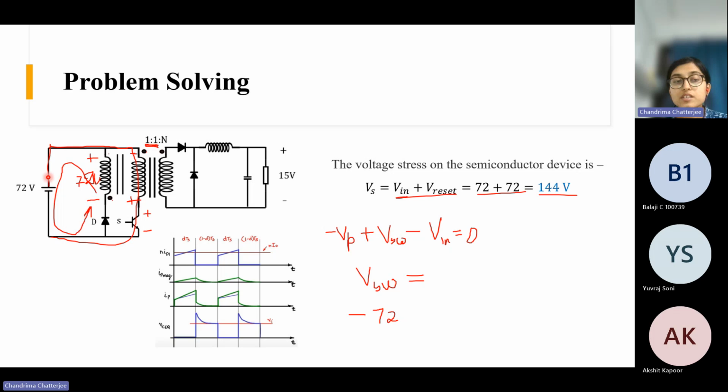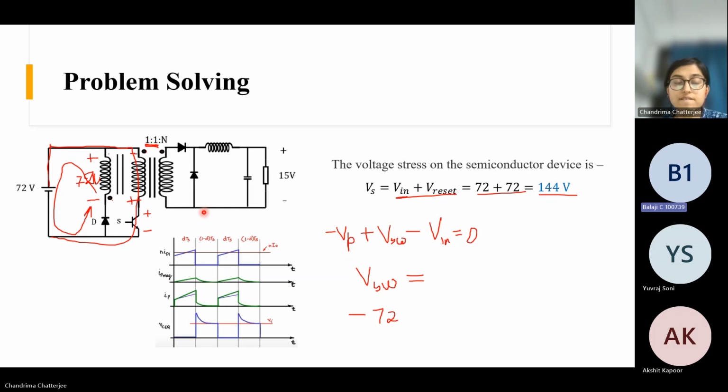So instead of this bigger loop from here to here to here, you can also apply KVL in this loop. So here also you see minus to plus. So this will be minus 72, then plus V switch, then again minus 72. This is minus, this is plus. So again you will get 144 volt only. 144 volt will come across this switch.